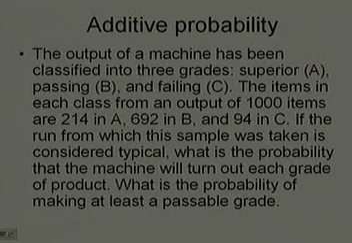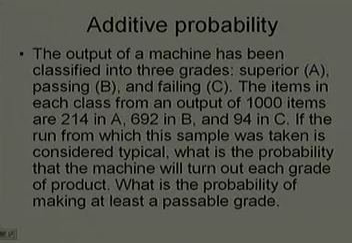For this, I have taken a small problem from the textbook. You can note it down. I will read it out. The output of a machine has been classified into three grades. There is a machine which is producing a certain product. The output has been classified into three grades: superior grade, called here A grade, a passing grade, termed here B grade, and a failing grade, termed here C grade.